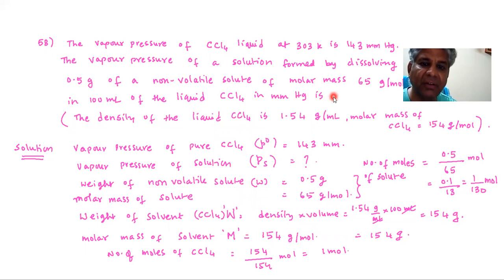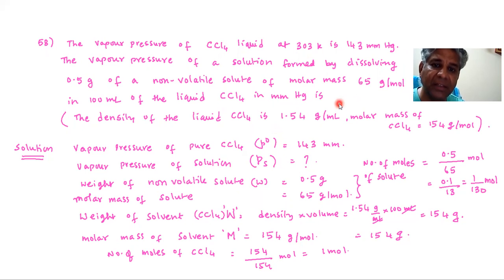What you need to do is calculate the vapor pressure of the solution, that is Ps. The vapor pressure of the pure solvent, CCl4, is given to you as 143 millimeters. You need to calculate the vapor pressure of the solution that is formed by adding a non-volatile solute to the pure solvent.